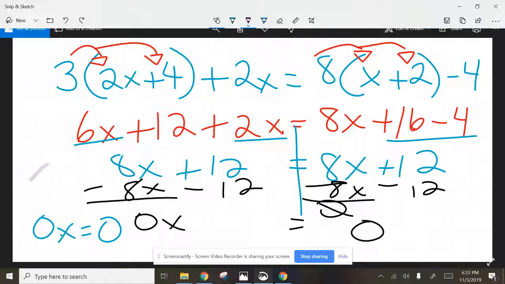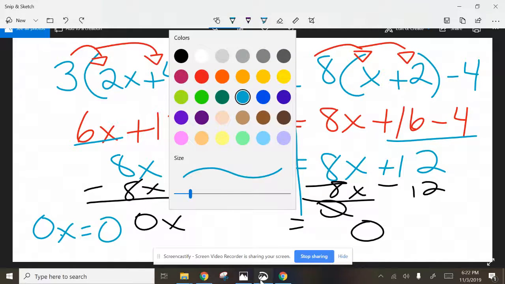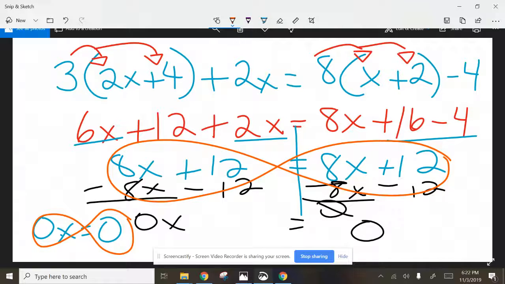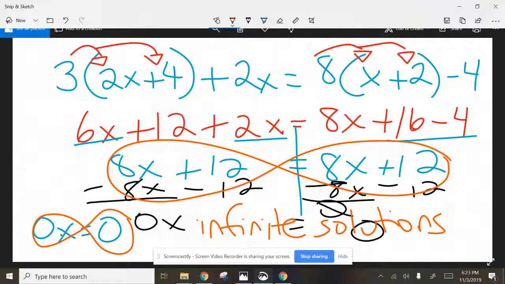And I need you guys to get that in your head too. If you can get that in your head, for some reason, the state of California makes this standard so important. So when you see 0x equals 0, and when you see the exact same thing on both sides of the equation, then the answer is called infinite solutions, which means every answer in the world could equal x. You could give me any number in the world for x. If you said negative 1 million, what's negative 1 million times 0? It's going to be 0. Right? So your answer would be infinite solutions, or they also call it infinitely many solutions.